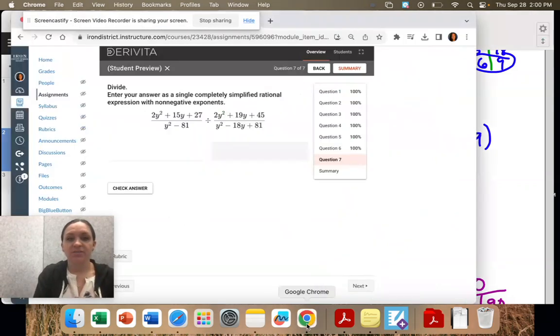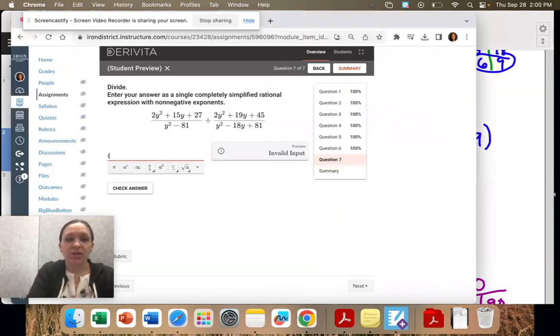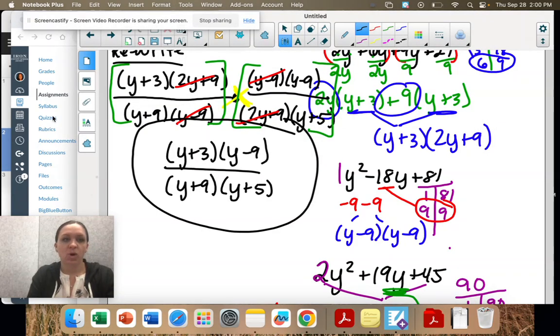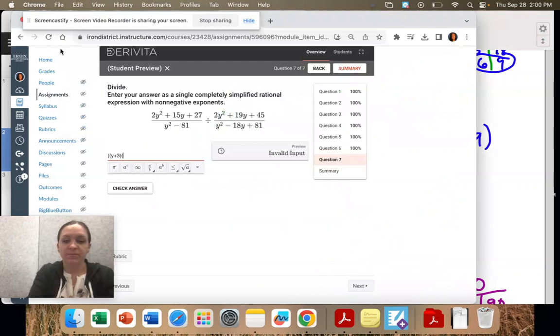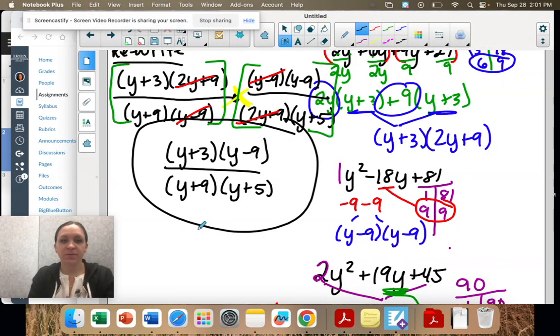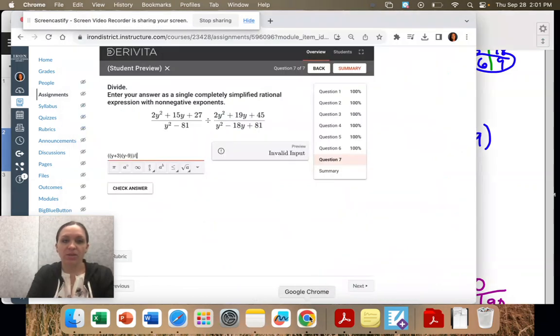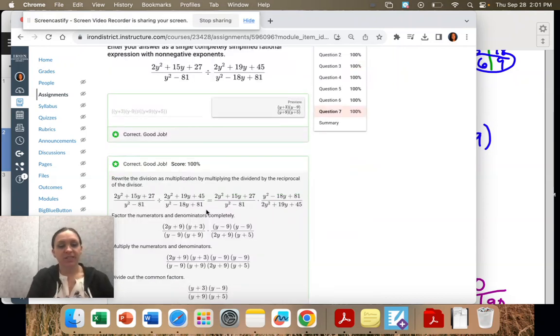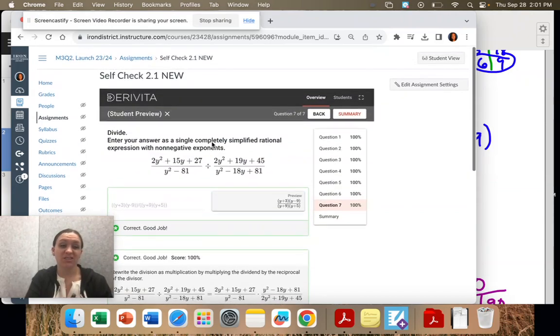That's our answer. So lots of parentheses again. Y plus 3, y minus 9. That's our numerator, divided by y plus 9, y plus 5. Look, I didn't put enough parentheses. I got to double it up in the front. So nothing can cross out. That's it. That's our answer. So this problem is just a lot of factoring.